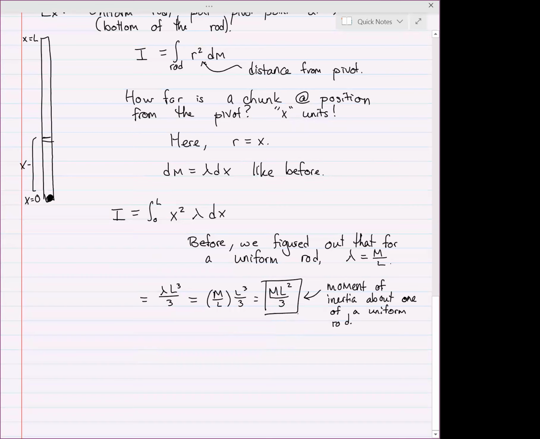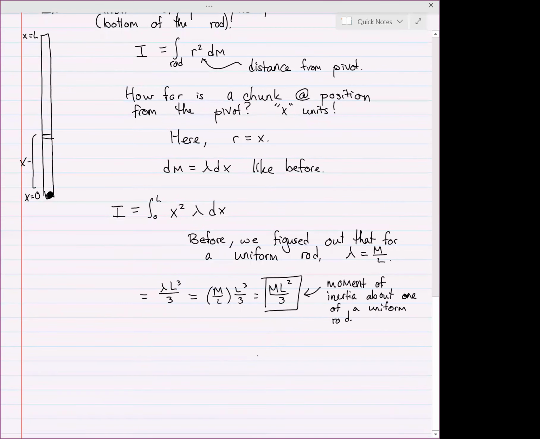Now, let's think about the units here. The units of moment of inertia, we saw, are supposed to be a distance squared times a mass. When we were computing it for a discrete set of objects, it was the mass times the distance from the object squared. And this has those correct units. It's mass times L squared. And then there's just this factor of 3 that comes from the shape of the object.